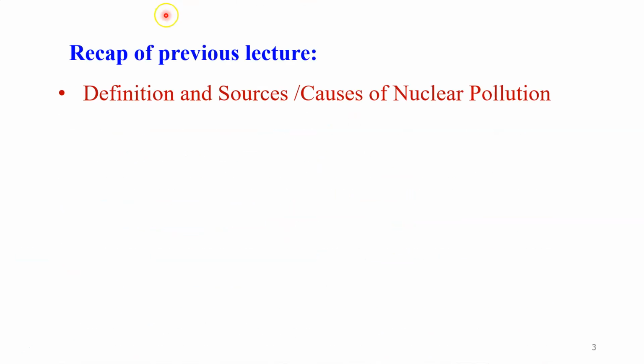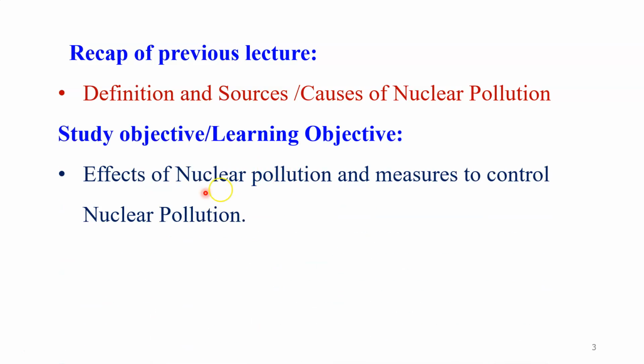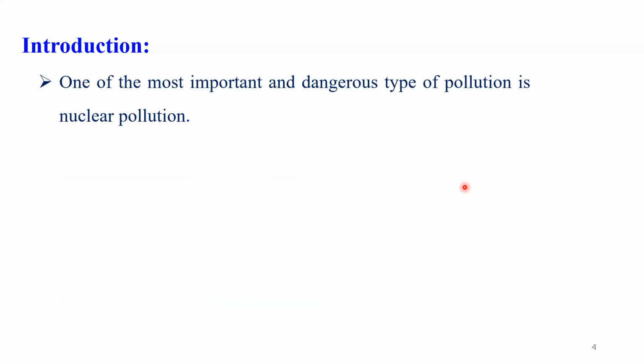Dear student, in our previous lecture we have already discussed detailed information about the definition and the sources of nuclear pollution. In today's lecture, we are going to discuss a very important subtopic, that is effects of nuclear pollution and measures to control nuclear pollution. One of the most important and dangerous types of pollution is nuclear pollution. Actually, during the last lecture, we discussed basic information about nuclear pollution.